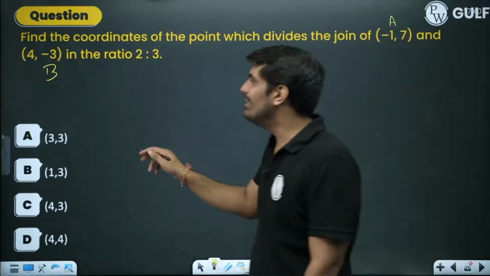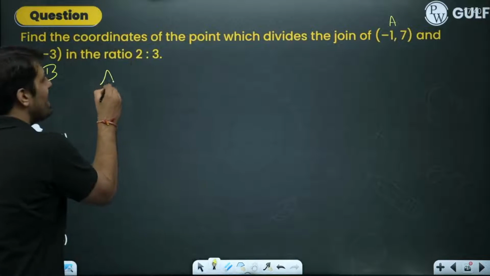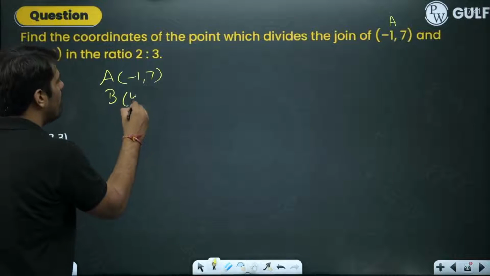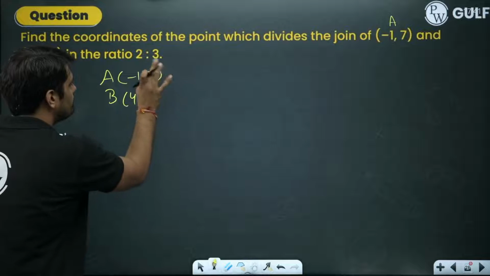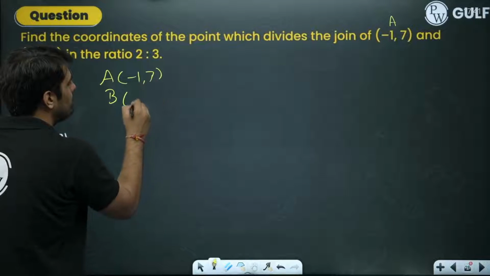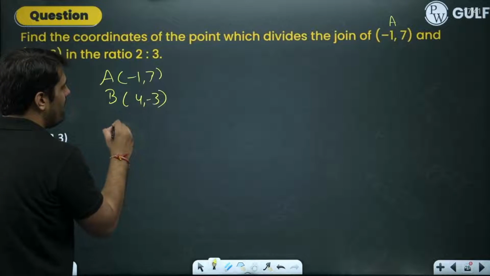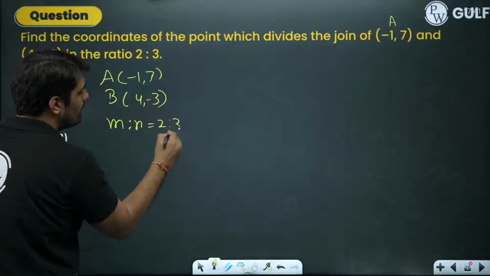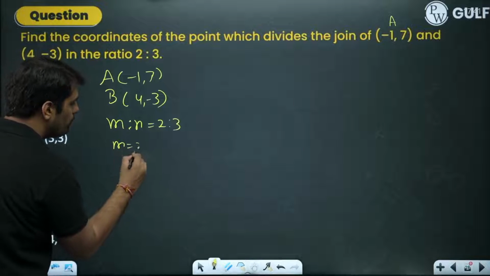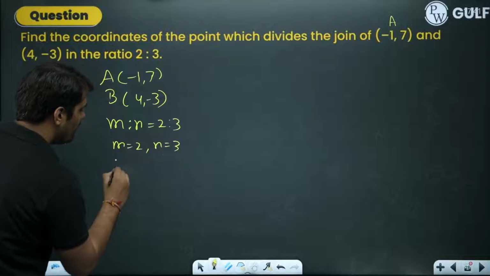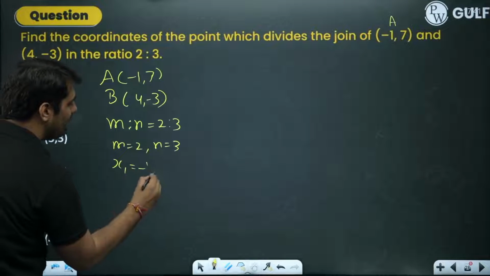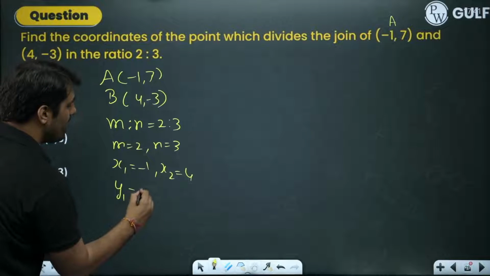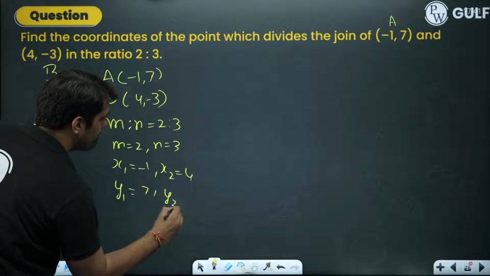So let me first of all clearly mention over here what all is given. A is given to me as (-1, 7). B is given to me as (4, -3), and m ratio n is given to us as 2:3. So you have the value of m equal to 2, n equal to 3, x1 equal to -1, x2 equal to 4, y1 equal to 7, and y2 equal to -3.